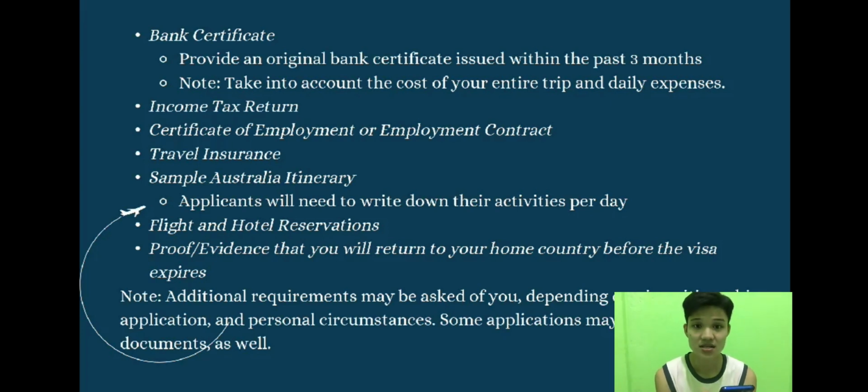Next are the income tax return, certificate of employment or employment contract, travel insurance, and a sample Australia itinerary. Applicants will need to write down their activities per day, then flight and hotel reservations, and proof and evidence that you will return to your home country before the visa expires.